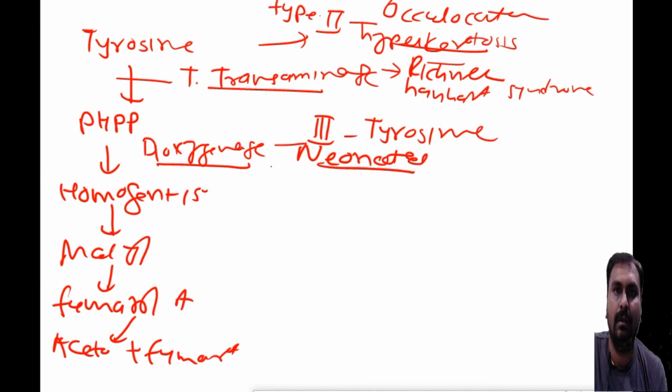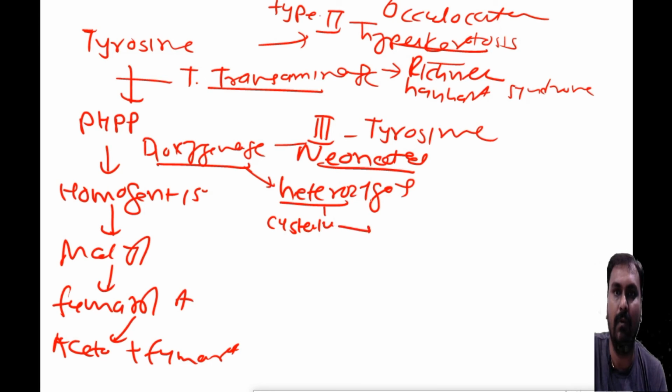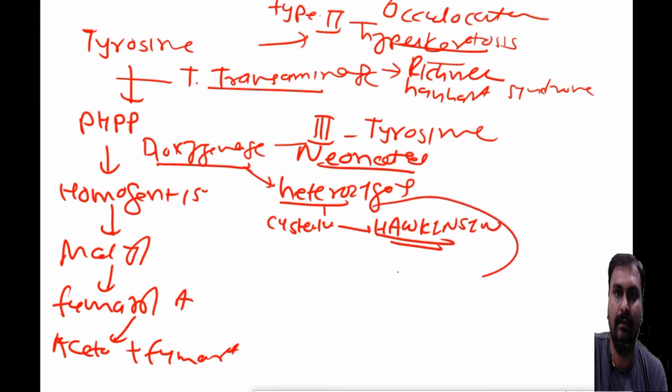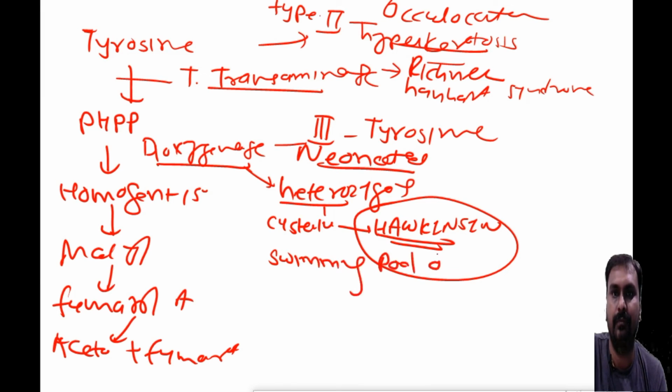One more version of PHPP dioxygenase deficiency, if it is in heterozygous form, then the accumulated product of tyrosine metabolism binds with cysteine and forms a product called hawkinsin. Hawkinsinuria will occur if there is a heterozygous deficiency of PHPP dioxygenase, and it will lead to a swimming pool odor. Okay.